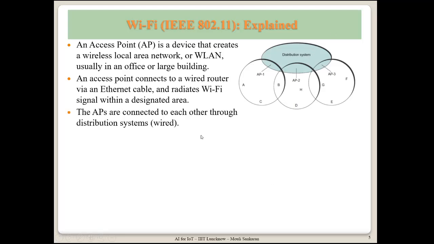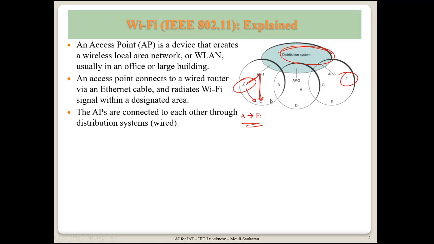So APs are connected to each other. Now what happens when they need to communicate? Only through this network, the distribution system. Suppose A wants to send a packet to F. They cannot go directly, of course, as they are not in the same range. Even A and C will not communicate directly. Some protocols allow peer-to-peer communication, I'm not saying that this is standard, but in Wi-Fi, it goes to an access point and then goes to C.